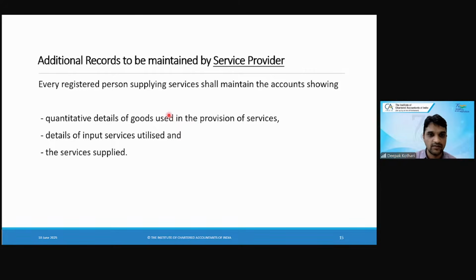Then details of input services utilized. Whatever input services you are utilizing for providing your outward services, both have to be maintained.